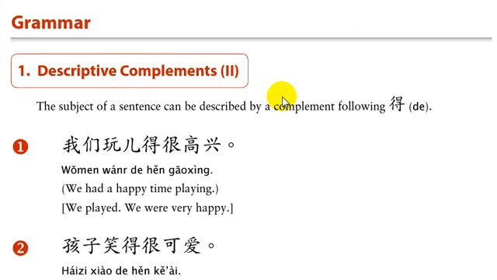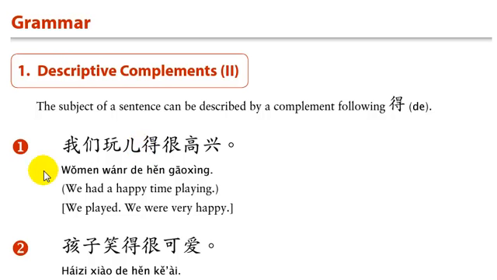Okay, we saw the descriptive complement again in this unit. You saw it before where, for example, I did well on the test, 我考试考得好. Or I did bad on the test, 我考试考得不好. You recall where you made sentences like that where you repeated the verb and you used the 得 here. And what's happening here is it's like using an adverb in English.